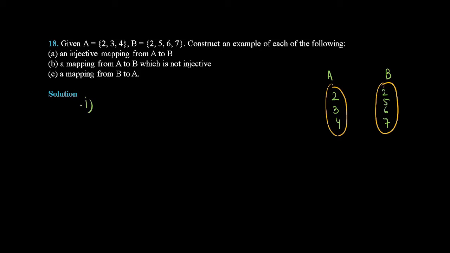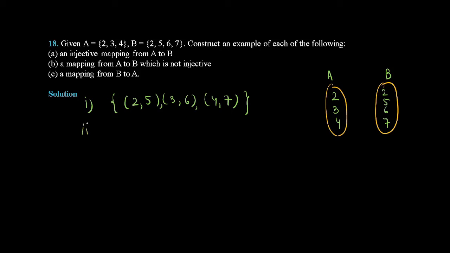So in the first example, I have to construct a mapping that is injective. Injective means one element will be associated with one element only. So here I am taking my mapping as, suppose 2 is associated with 5, 3 is associated with 6, 4 is associated with 7. So this is my first mapping. This is my injective mapping.